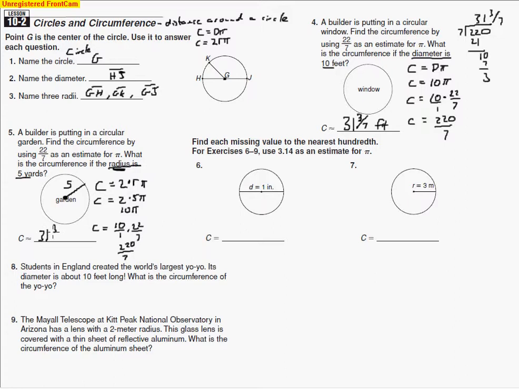31 3/7. Are the units the same? No, they're not. They're yards this time. So we got to put a different set of units. So that's an approximate there. And let's take a look at our next set of directions.